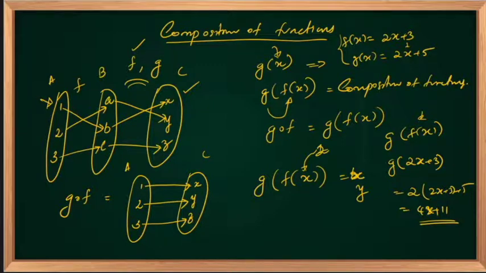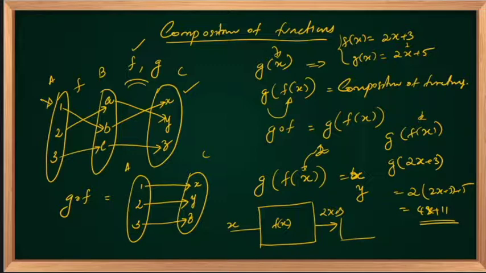You got it? Now, it can be represented like this. You have x, you are giving x, and you have f of x. So the output will be 2x plus 3, and you are giving this output to g of x. What is g of x? g of x is 2x plus 5. You are giving input as 2x plus 3, so the output will be 4x plus 11. Okay, so this is a composition of functions.